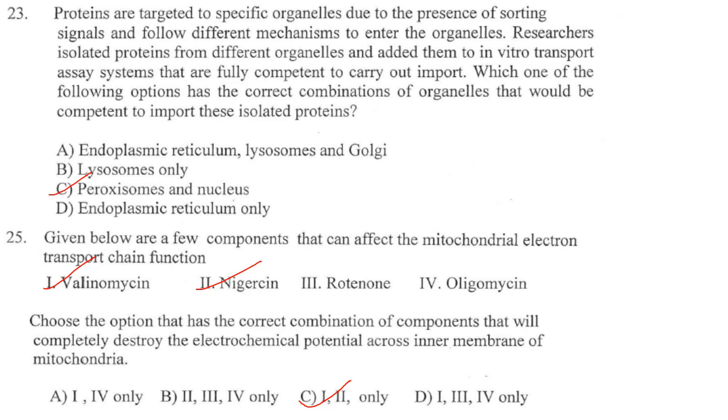That is 1 and 2 only. Because rotenone prevents electron transfer from the iron sulfur center to ubiquinone, and oligomycin inhibits F0 of the ATP synthase. So they are not involved in completely destroying the electrochemical potential across the inner membrane of mitochondria, whereas 1 and 2 are directly involved. So the answer here is valinomycin and nigericin.